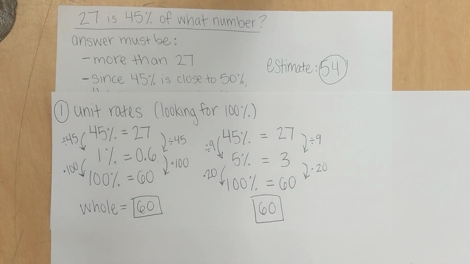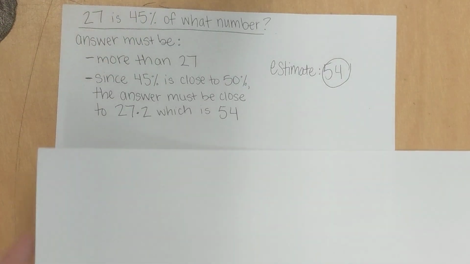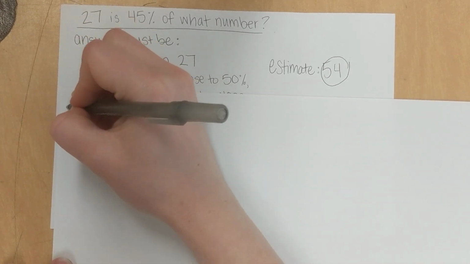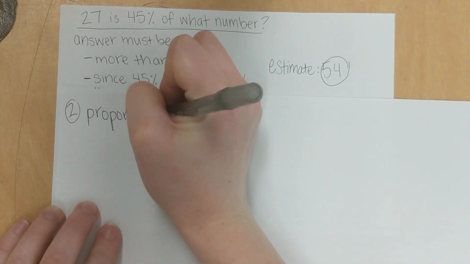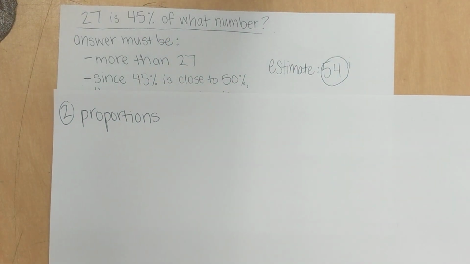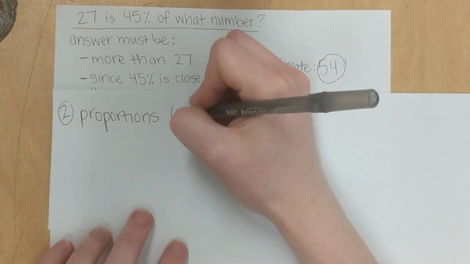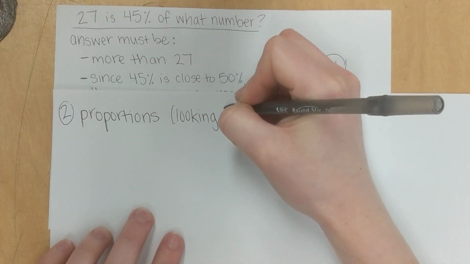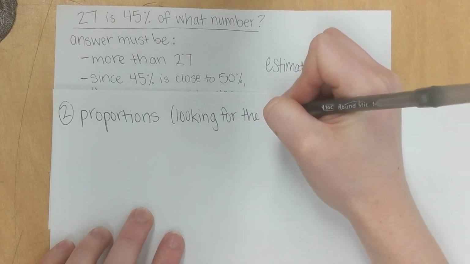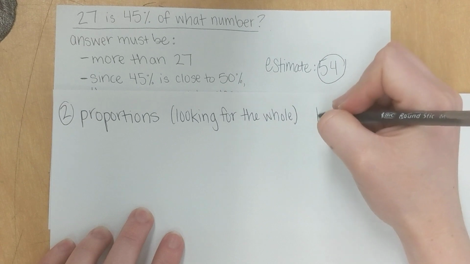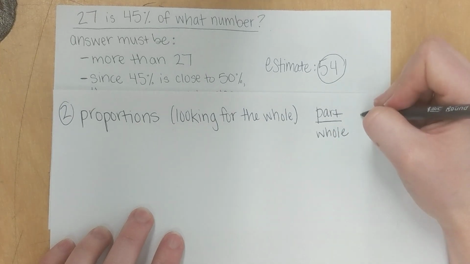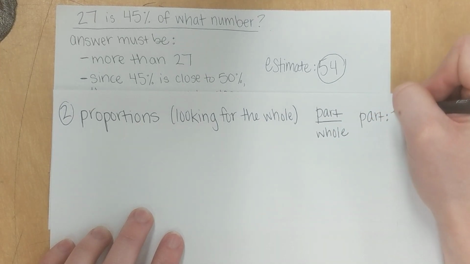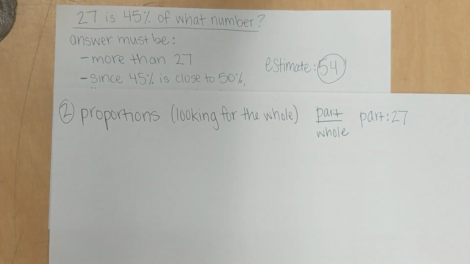The next strategy we're going to use is, what's the next one? Oh, the next one's going to be proportions. I'm going to do this. Make sure you can see that okay. Yep. Okay. So this time with the proportions, you're looking for the whole, or the 100%. So with proportions, you always want to do part over whole. And we know that the part is 27. We know that's part of the whole.